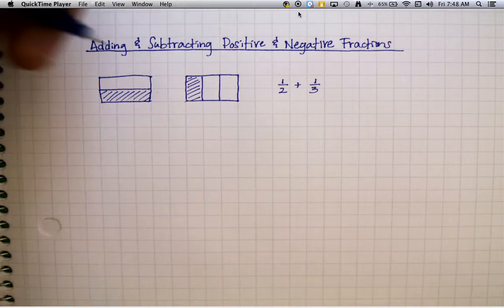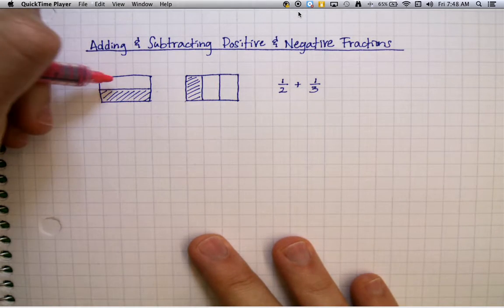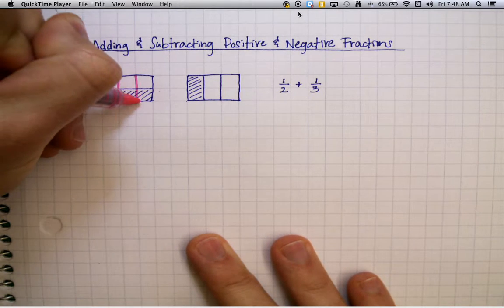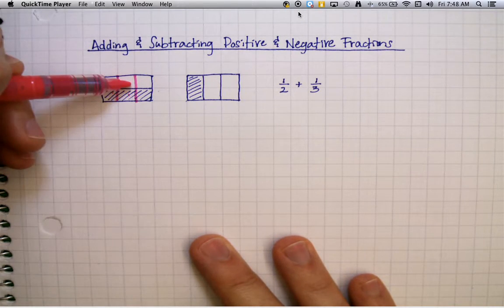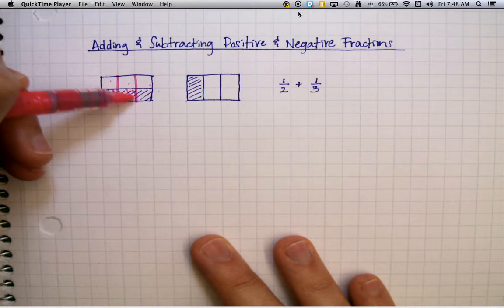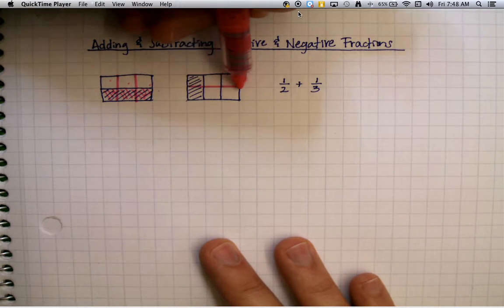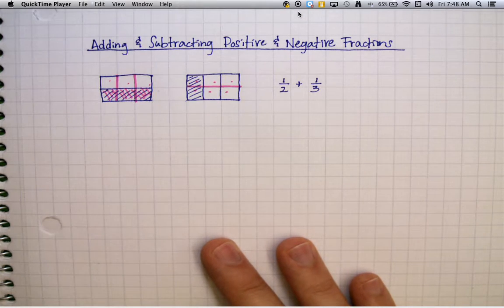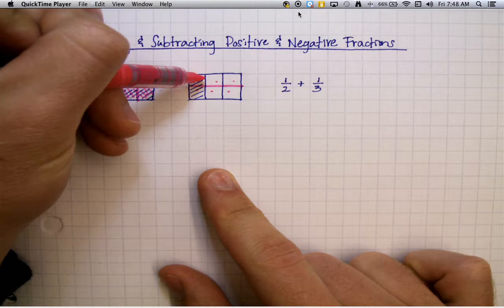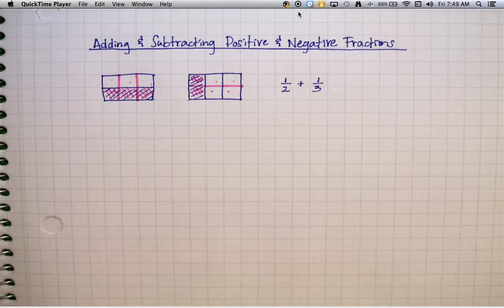So if I take that half and I split it into smaller pieces, if I divide each half into thirds, I now have a total of 1, 2, 3, 4, 5, 6 pieces. And of those 6, I have these 3 shaded parts out of 6. So I can see that 1/2 is in fact equal to 3/6. I could also split this guy up into 6 pieces, 1, 2, 3, 4, 5, 6, and what was once a third is now 2 of my 6 pieces, so I can see that 1/3 is in fact 2/6.